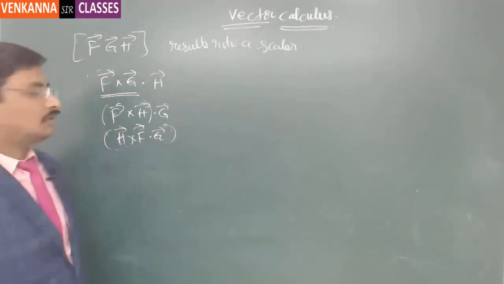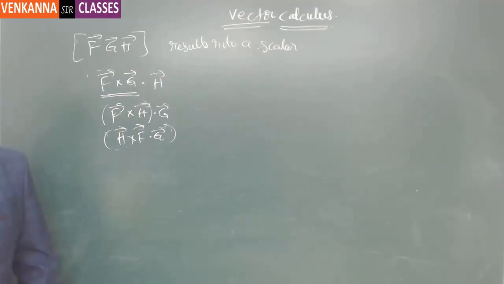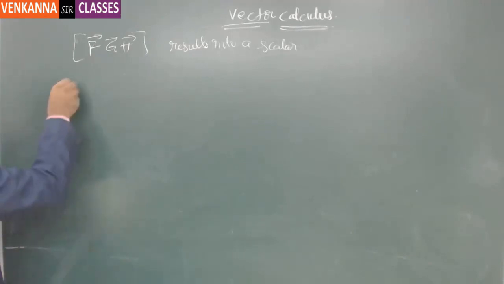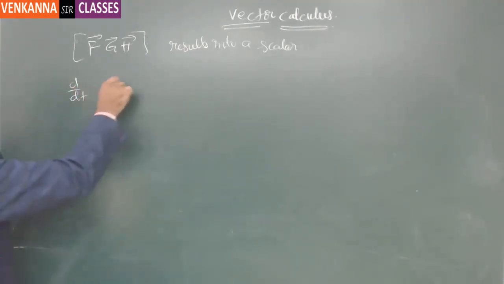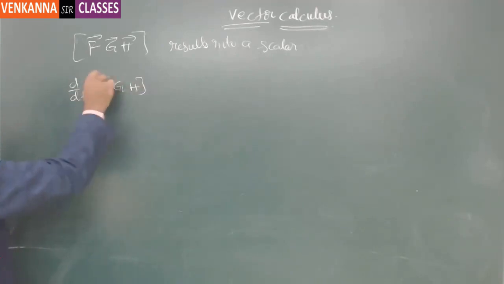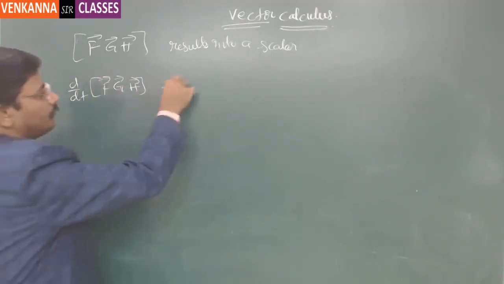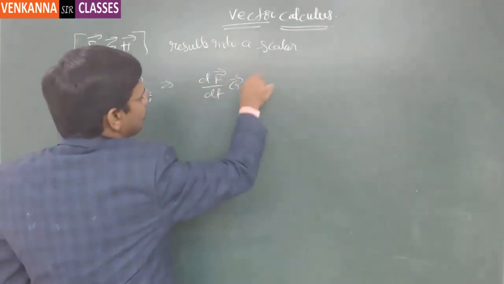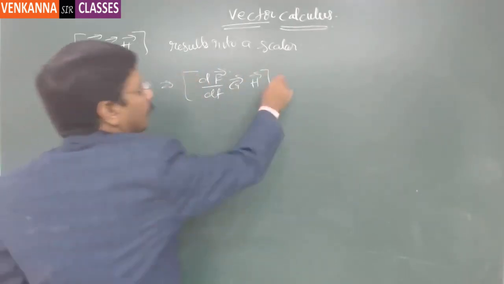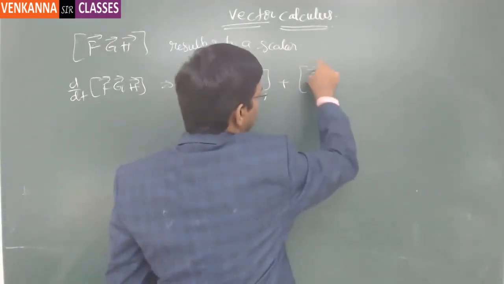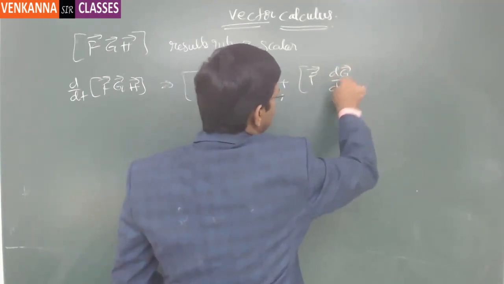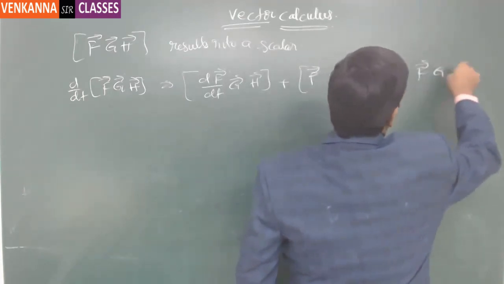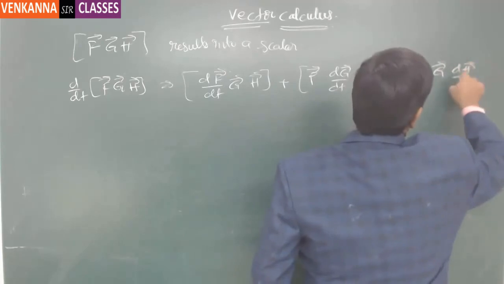Got it or not? So if there is a scalar triple product and you want to apply the derivative to it, then it is going to be d by dt of [F G H]. So this is going to be [dF by dt, G, H] scalar triple product, plus [F, dG by dt, H] scalar triple product, plus [F, G, dH by dt] scalar triple product.